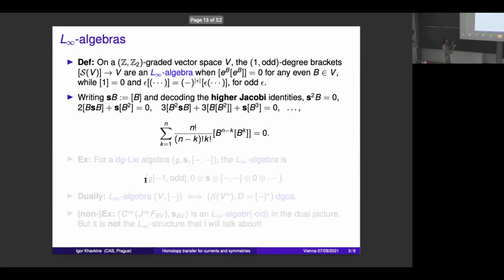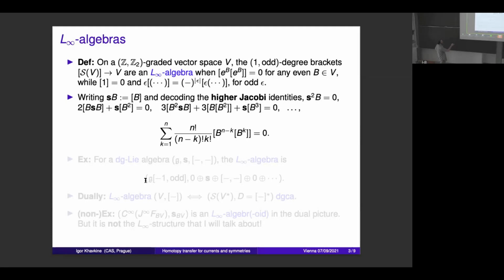This might look very mysterious, but if you start expanding this, you find that, first of all, the bracket that takes zero arguments, just the unit in this algebra, gives you zero. That's part of the definition, the most common one. The unary bracket satisfies this identity, corresponding to the unary bracket squaring to zero. So we will use it as a differential, and we use the S symbol as we've been using for differentials. With that notation, the higher brackets start satisfying these kinds of identities.